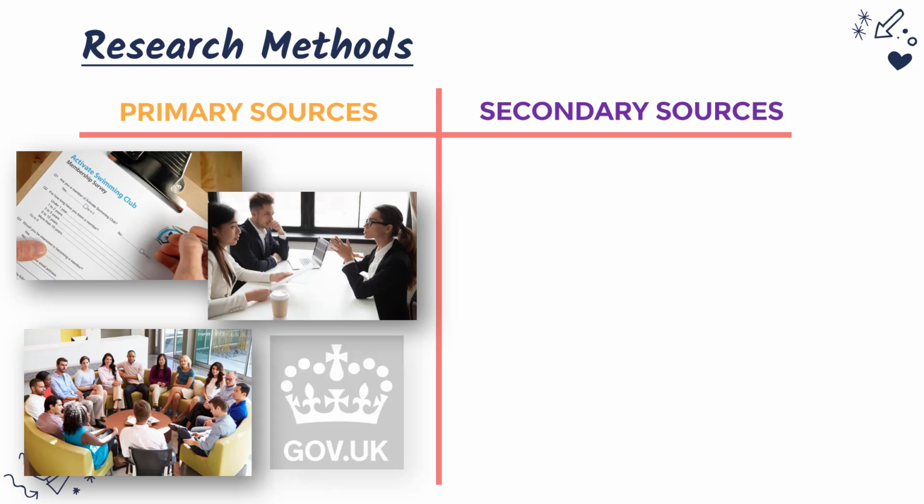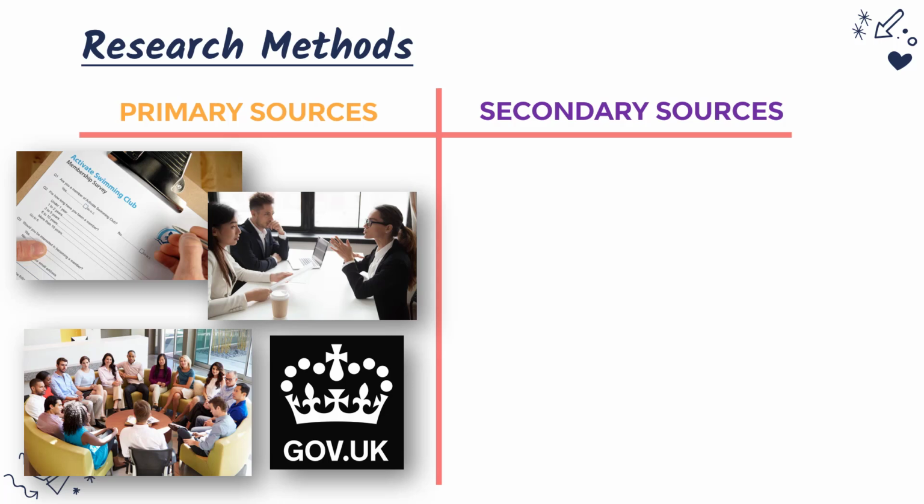If you are looking for less opinionated and more just hard stats, government sources are primary sources because they're actually collecting the data, and so there should be no errors, there should be no issues with reliability.